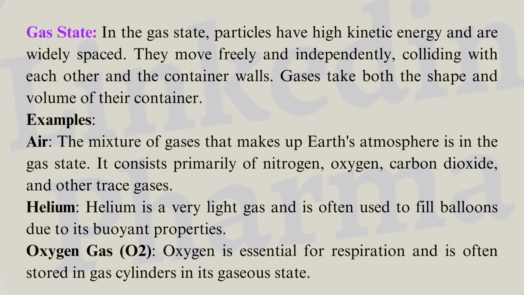Examples. Air. The mixture of gases that makes up Earth's atmosphere is in the gas state. It consists primarily of nitrogen, oxygen, carbon dioxide, and other trace gases. Helium. Helium is a very light gas and is often used to fill balloons due to its buoyant properties. Oxygen gas. Oxygen is essential for respiration and is often stored in gas cylinders in its gaseous state.